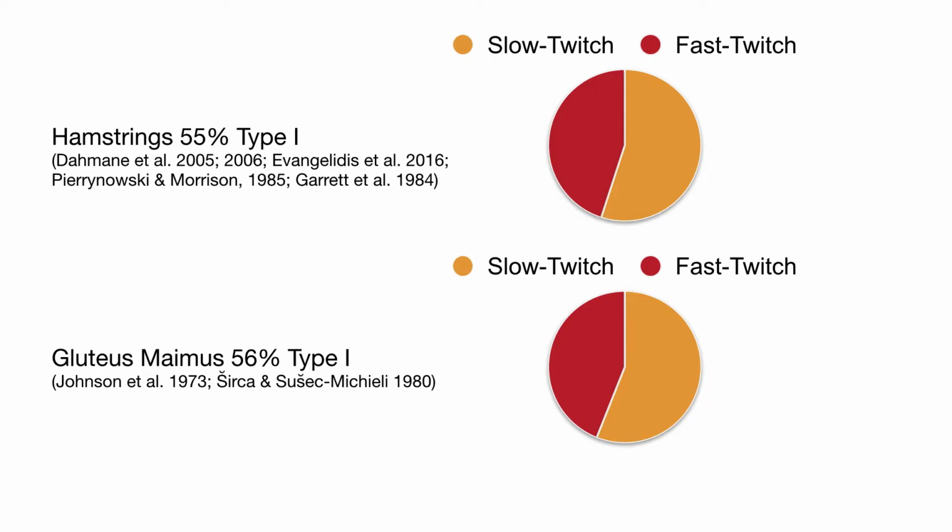So, we're going to take a look at the lower body first. If you look at the hamstrings, they are on average 55% type 1, so they're leaning towards more slow twitch, and the gluteus maximus is 56% on average type 1, meaning that they're also leaning more towards slow twitch.